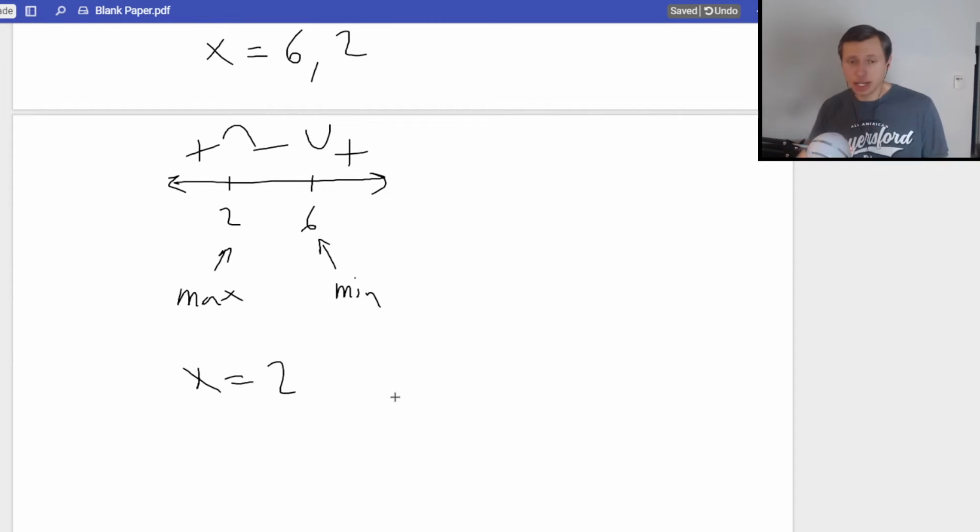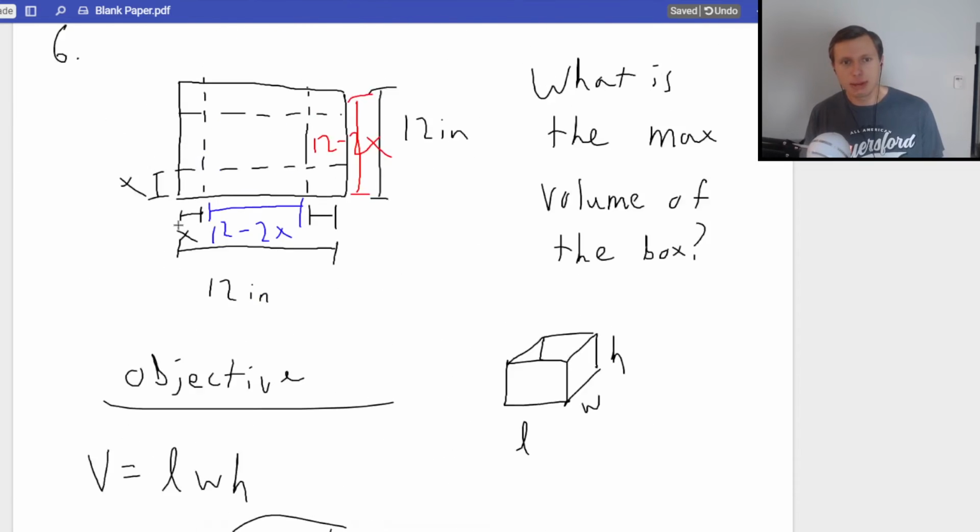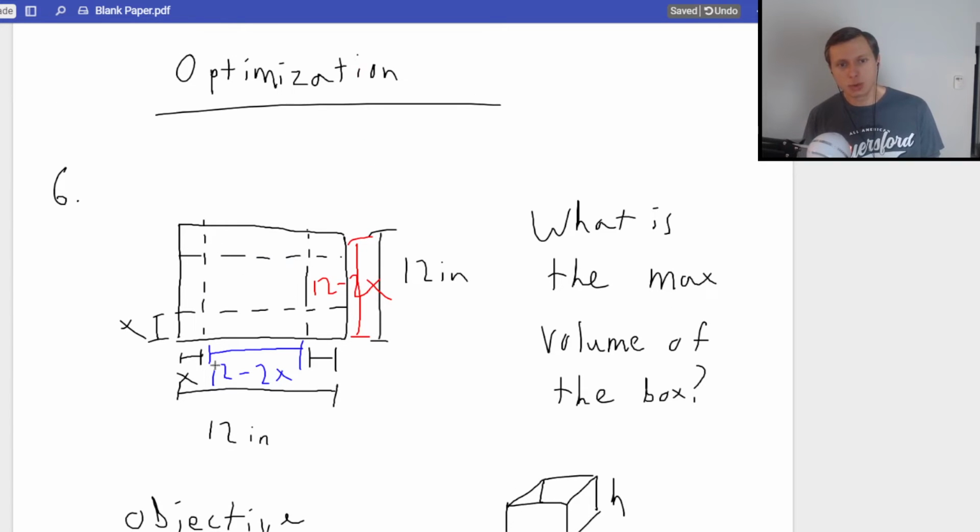And in case you're wondering, the answer actually can't be 6 anyway. Why is that? Look at my box right here. I'm saying it's 12 inches by 12 inches. If x was equal to 6, think about this. I'm folding x equals 6 inches on both sides, right?